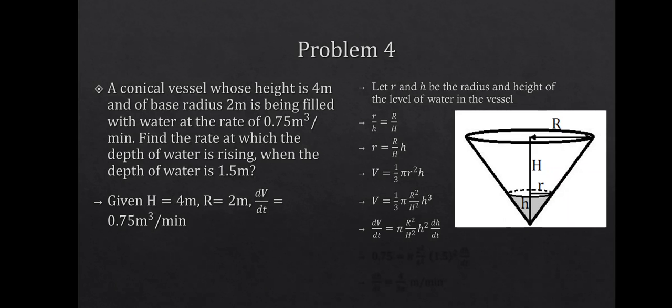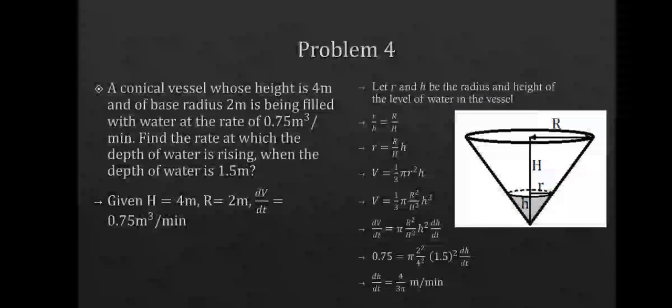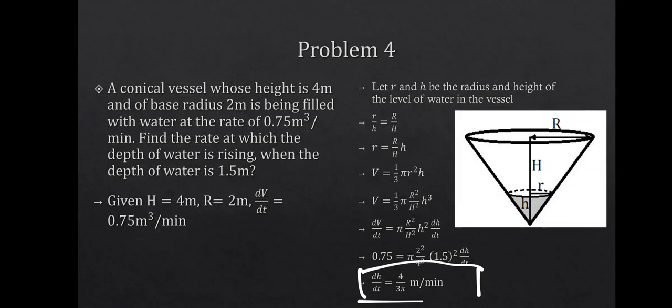Now I don't have much left. I have to just put all the values in and do the calculation. So dV dt is given as 0.75, put it. R is given 2, put it. Capital H is given 2, and small h is given 1.5. Let us put all the values, calculate, and once the calculation is done, I'll see that dh dt is coming out to be 4/3 pi meters per minute, and this is exactly the answer. We are asked to find the rate at which the depth of water is rising. So this is the rate at which the depth of water is rising.